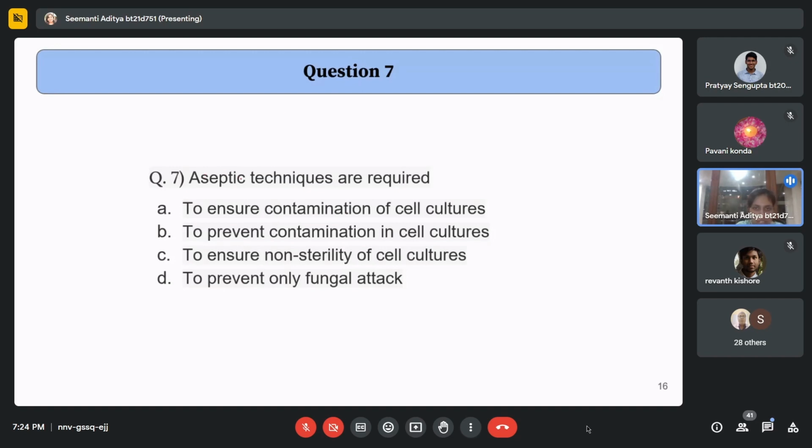Aseptic techniques are required to prevent contamination in cell culture. So be careful with what words we are using, because there might be some confusion with ensure contamination, prevent contamination, ensure non-sterility. So yeah, be careful. Option number B is correct.